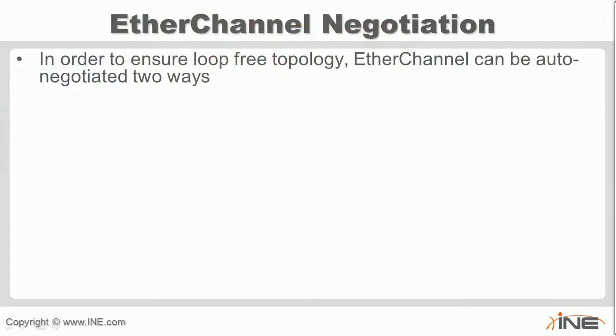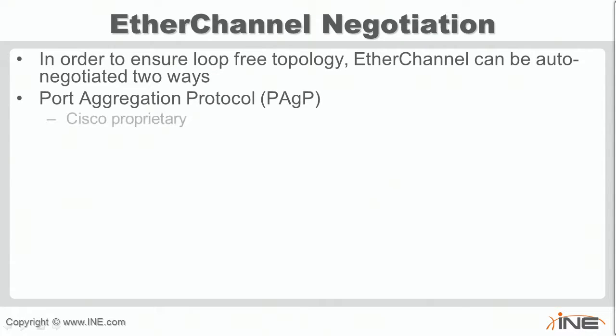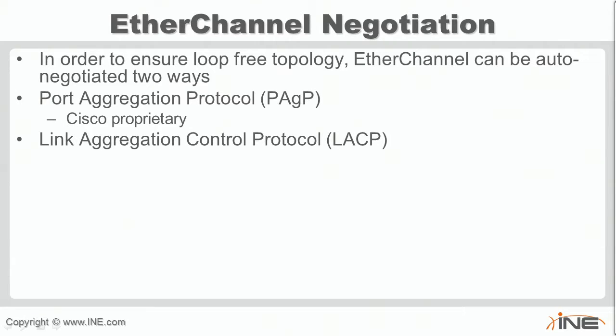If we want to use automatic negotiation, there's two different protocols that deal with this. The first is known as the Port Aggregation Protocol, or PAgP. This is the Cisco proprietary version. The open standard is called LACP, or the Link Aggregation Control Protocol. This is defined by the 802.3ad standard.